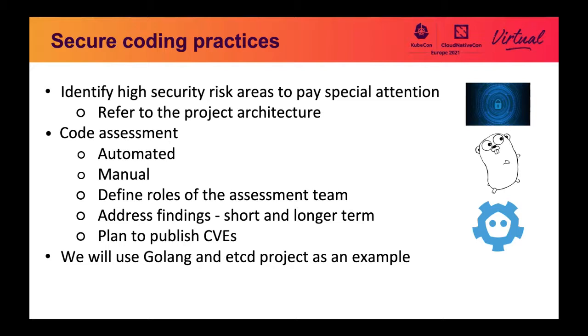Then we'll talk about the most important part, the code assessment. There are two main methods: automated code assessment using automated tools, and doing the code review manually. You want to make sure that you define the role of the assessment team upfront, so that will help you as you go forward with the process. You also want to plan how you will address the findings, in the short term, as soon as possible, and then plan for the longer term, something you can apply so that in future you can prevent any of these issues that you ran into as part of your code review.